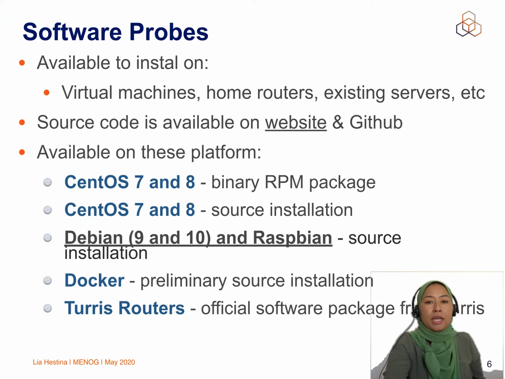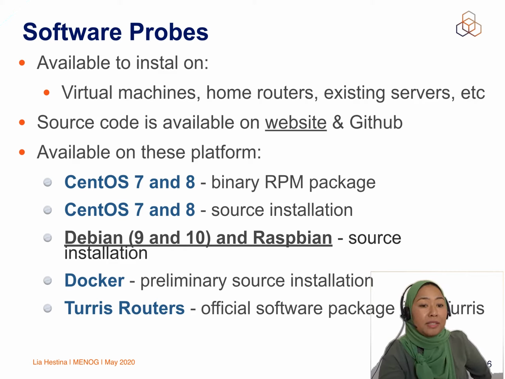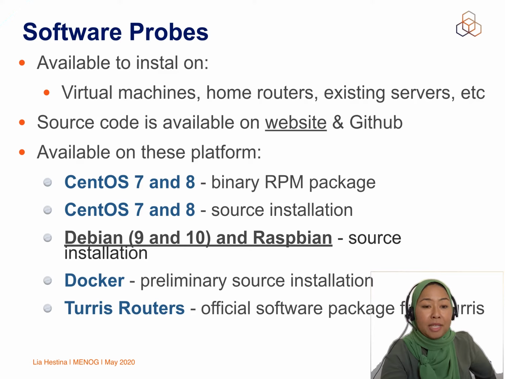The software probes are available to install on virtual machines. You can put them on your home routers or existing servers. The source code is available on the website and also on GitHub. They are available on these platforms: CentOS 7 and 8 as binary RPM packages and also as source installation. You have Debian 9 and 10 and Raspbian as source installation, and in Docker we have a preliminary source installation. And on Turris, you can also have it as an official package from Turris.